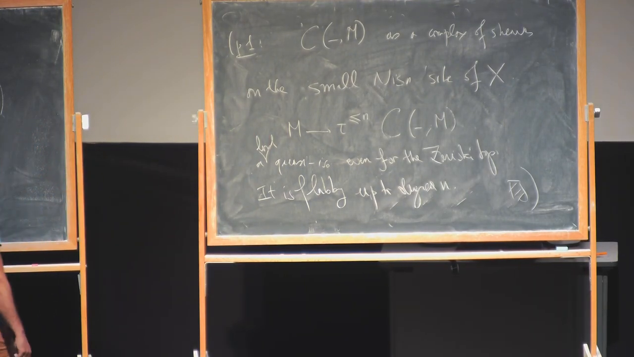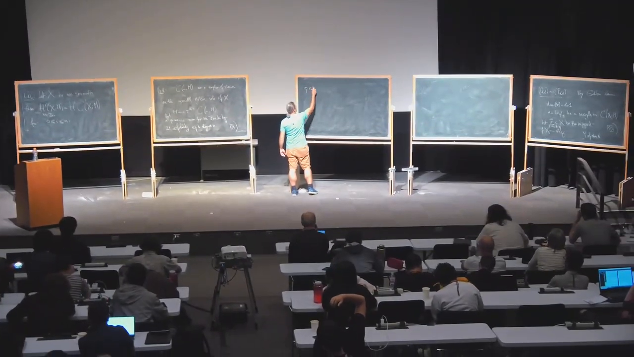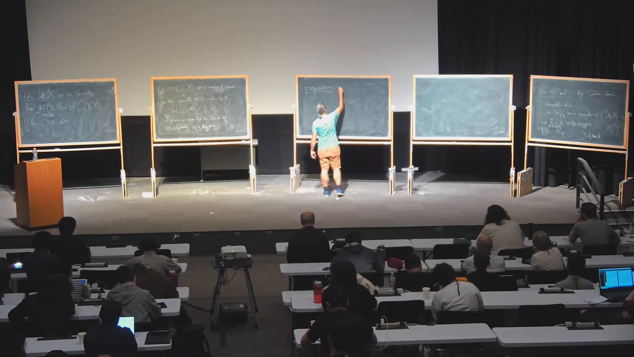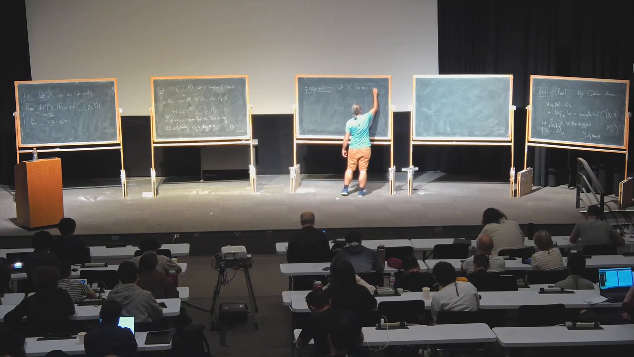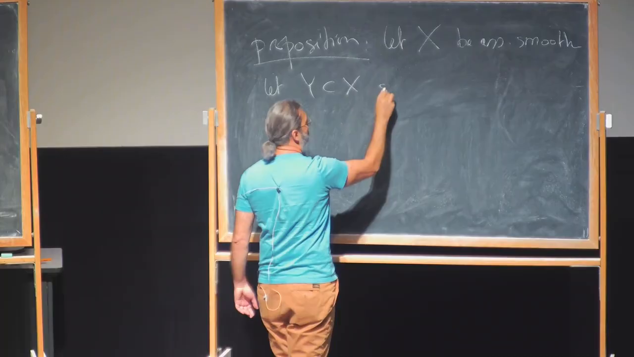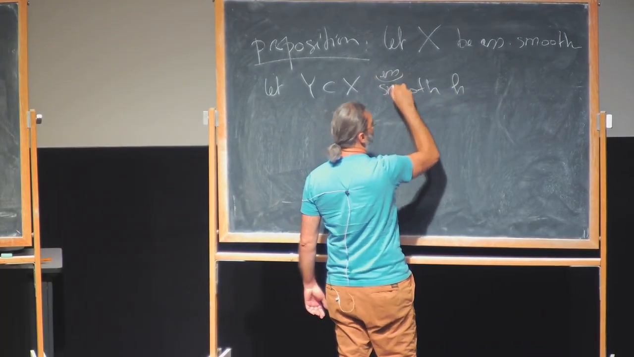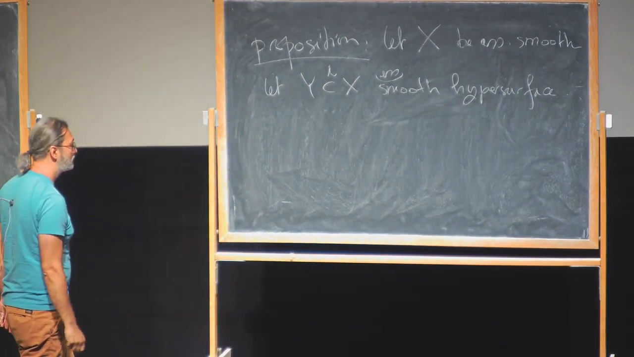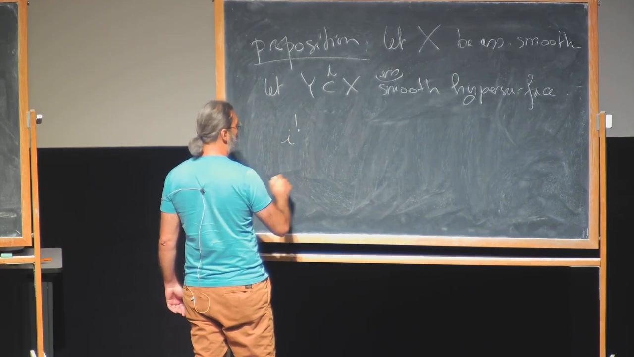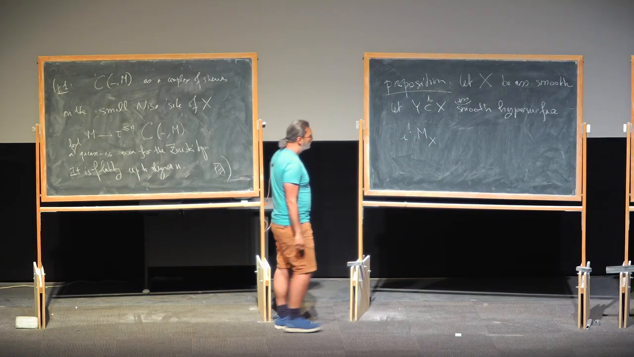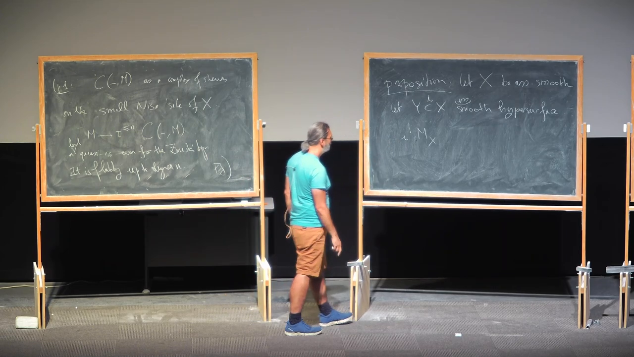All right, so then the next step is the following proposition. This would be somehow the second key proposition, and maybe the first one was the computation of the local cohomology. So the proposition is the following. Let X be essentially smooth, of any dimension. Let Y inside X be a smooth hypersurface, again essentially smooth. Let's call i the inclusion of Y inside X. The claim is that if you look at i upper star M of X, where I write M of X for the restriction of M to the small Nisnevich site of X, so I apply to this the i upper star functor.